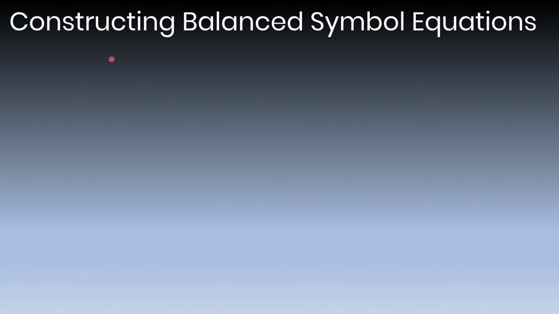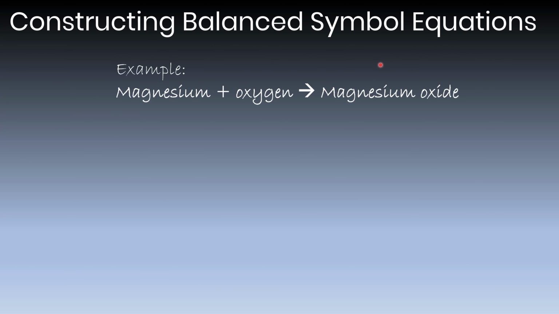Now let's try to construct balanced symbol equations for the formation of metal oxides. In our first example, we'll look at the formation of magnesium oxide. We've decided previously that the formation of magnesium oxide results in a formula of MgO, because magnesium lost 2 and oxygen gained 2, so therefore the 1:1 ratio worked perfectly. It's important to write the formula of the product before we start trying to balance the equation, otherwise you'll be balancing for the wrong formula.